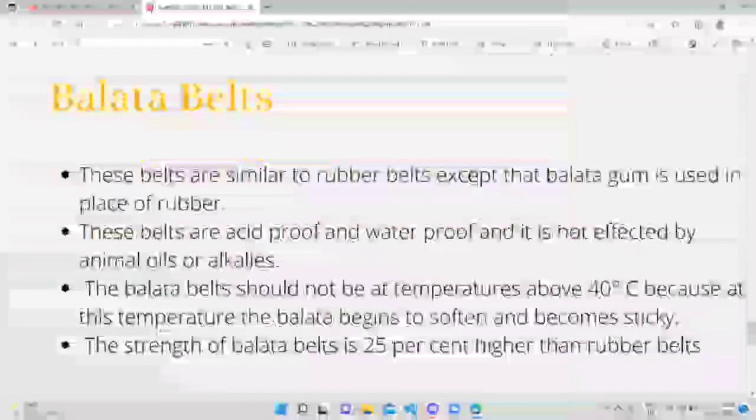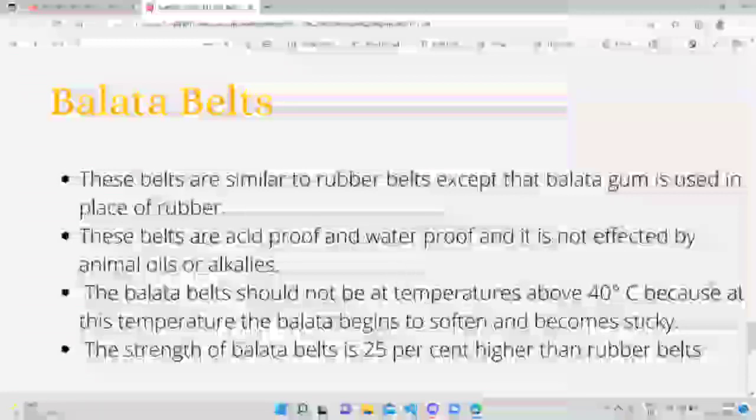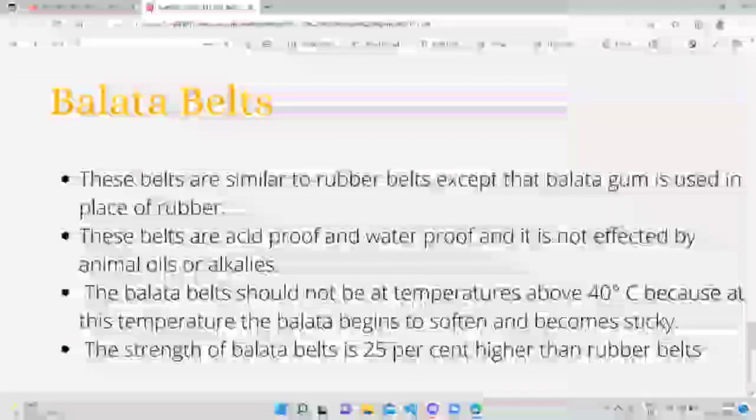Next comes the balata belts. These belts are similar to rubber belts, except that balata gum is used in the place of rubber. In balata belts, balata gum is used instead of the rubber composition. This balata gum is acid proof, waterproof, and is not affected by animal oils or alkalis.